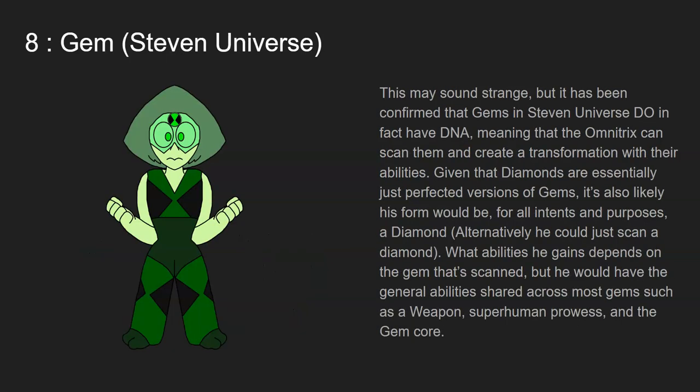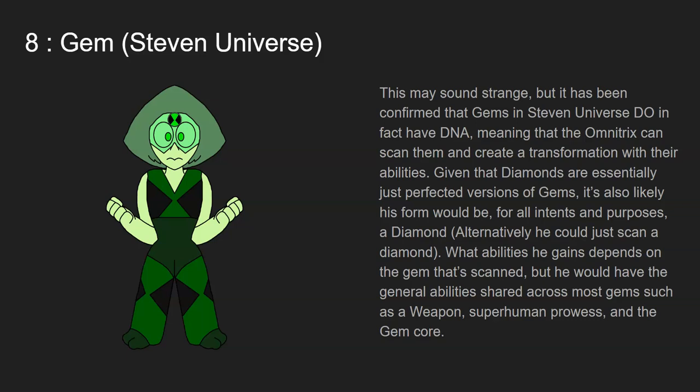Next up is another strange one that you might kind of question, but from my research, it has been confirmed that gems in Steven Universe do in fact have DNA within their gems, meaning the Omnitrix can scan them and create a transformation with their abilities. Given that diamonds are essentially just perfected versions of gems, it's also likely his form would be, for all intents and purposes, a diamond, or alternatively he could just scan a diamond.